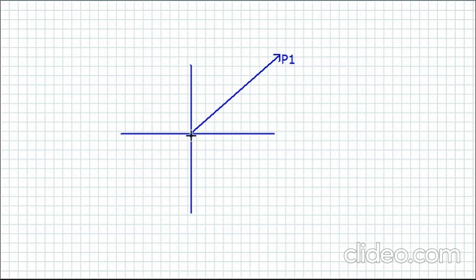Now another force is acting here, let's say P2. Okay, now to find out the resultant of these two forces by using resolution, we have to resolve the forces into horizontal and vertical components. So while resolving, go step by step. So this is the horizontal component and this will be the vertical component.